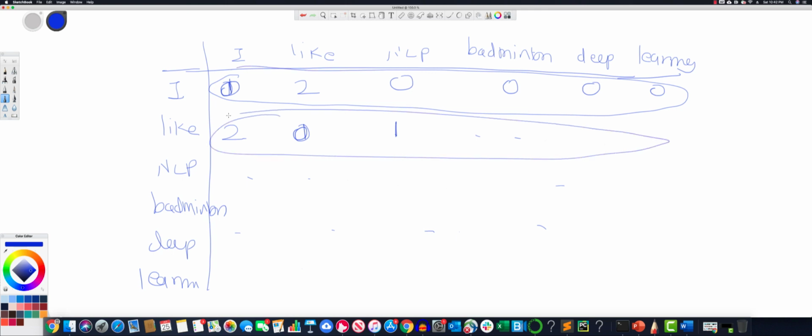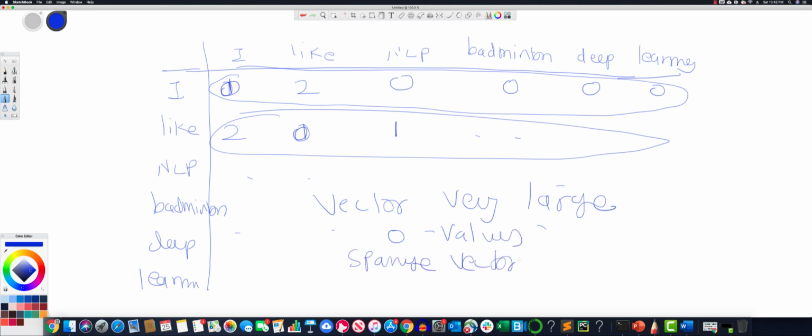But what are the issues with this? As your vocabulary becomes large, in practice you definitely have a lot more than two sentences, right? So your vector will become very large, and a lot of them will have zero values. So these vectors are called sparse vectors, right?